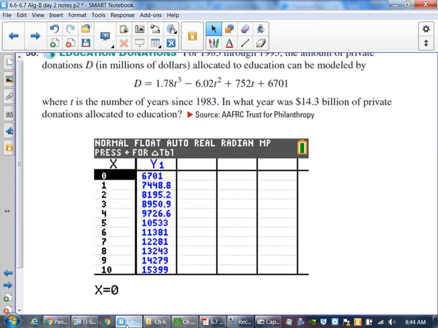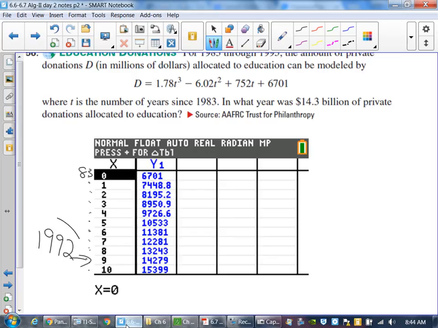Okay. So what they're looking at here is year 0 is 83. 84, 85, 86, 87, 88, 89, 90, 91, 92, 93, and so on. Okay? That's all you have to be able to do. Where does it go over 14.3? Right there. It goes over 14.3 at, well, 83, 84, 85, 86, 87, 88, 89, 90, 91, 92. In the year 1992.